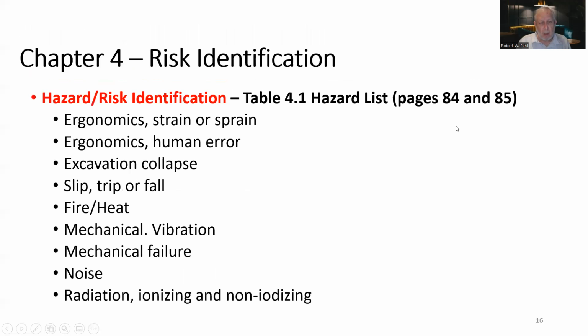ergonomics strain or sprain, ergonomics human error, excavation collapse. You read about this all the time, and it's so sad because it's one of the most preventable accidents around. If somebody's in an excavation of any sort, there are protections that can be done. And if you do a little 5Y on excavation collapse, you're almost always going to come back to human error. And it's never the fault of the poor sucker that got caught in that excavation.